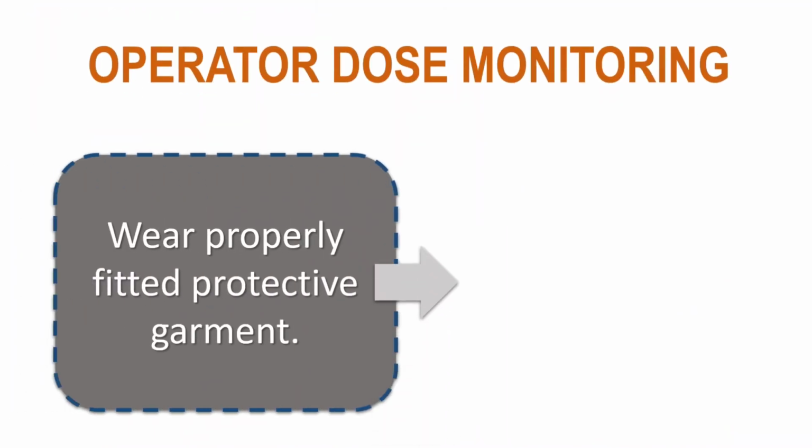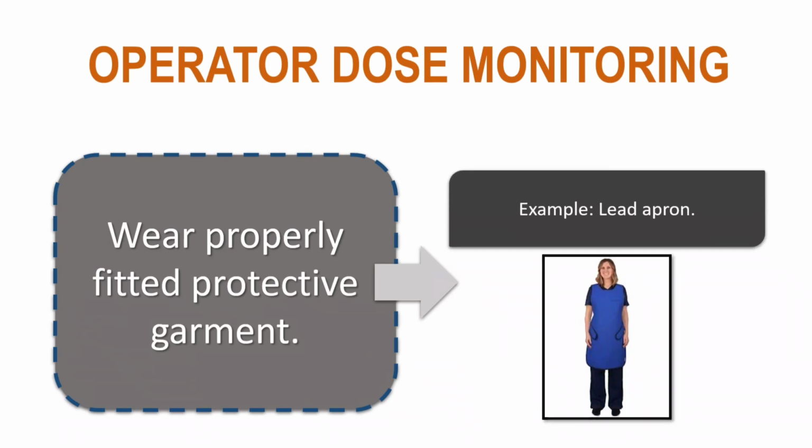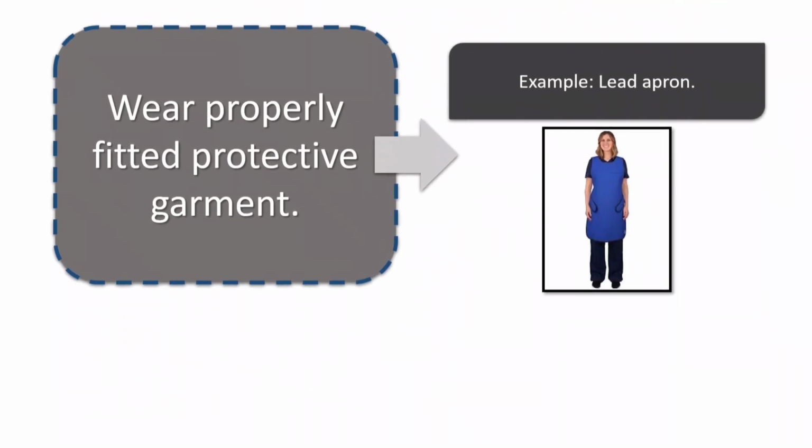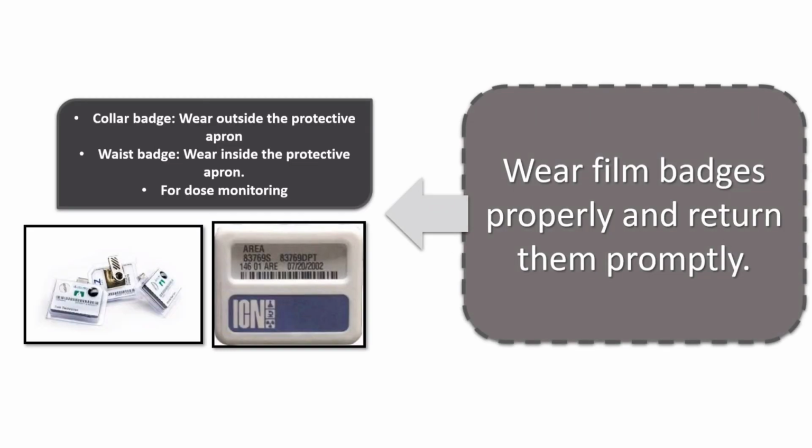So the next one is operator dose monitoring. As an operator, you have to wear a properly fitted protective garment, for example, a lead apron. You also have to wear film badges properly and return them promptly for radiation dose check. There are two ways to wear it, either at your collar or at your waist.